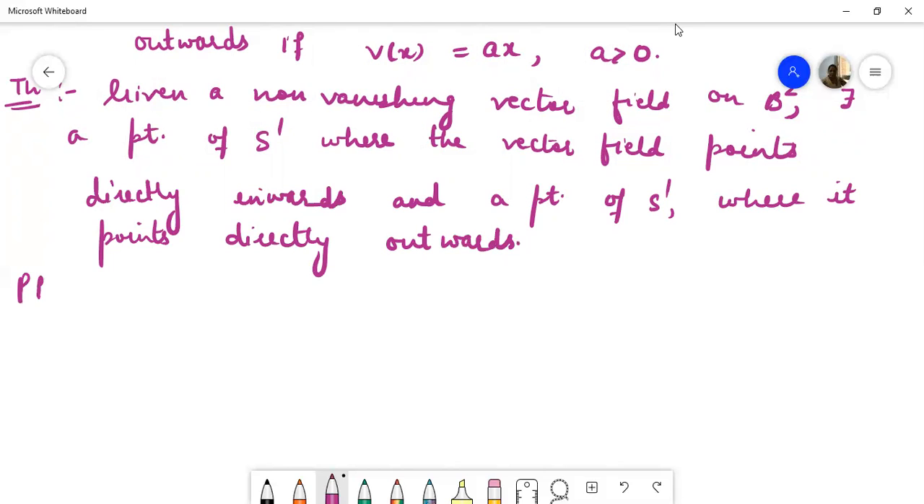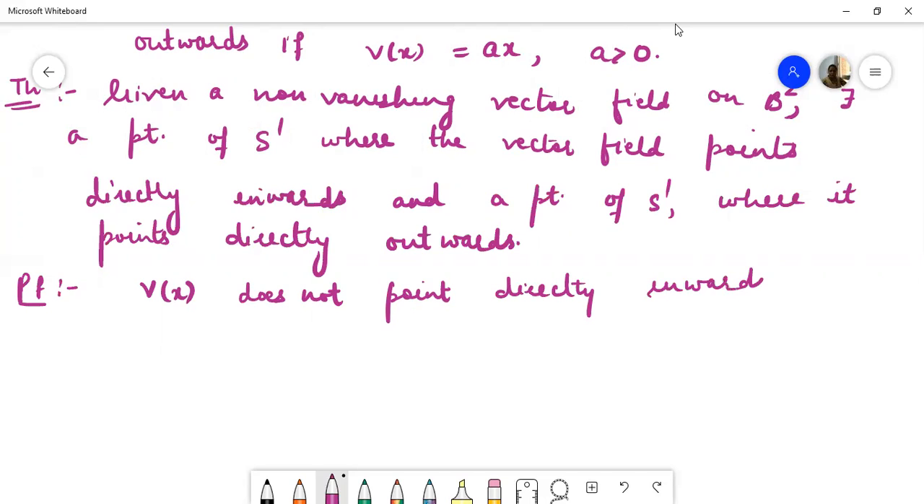So we will prove it by contradiction. First of all, we assume V to be the given non-vanishing vector field, and we assume that V does not point directly inward at any point of S1. So we will now prove that it will lead to a contradiction.